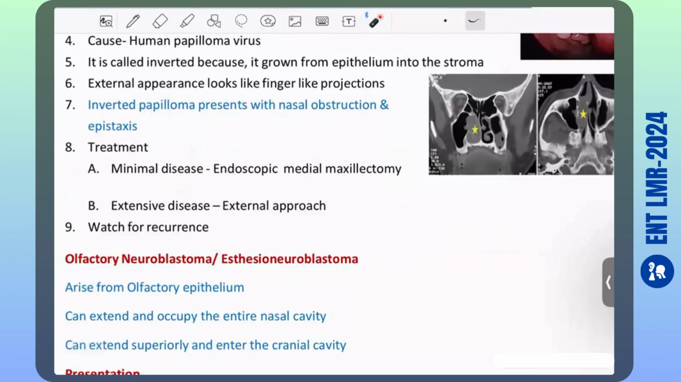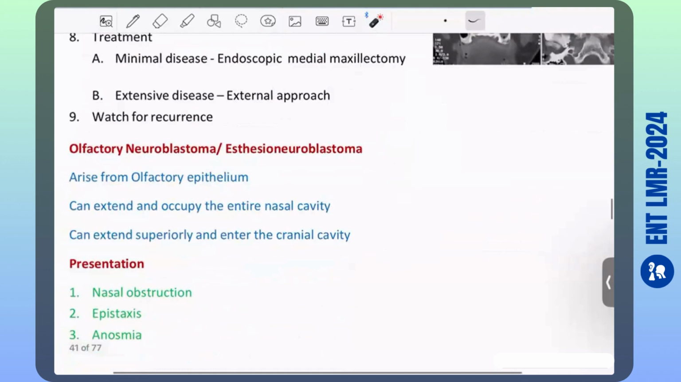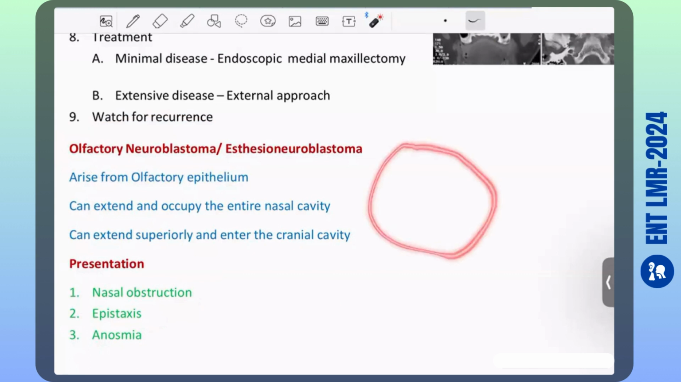You should always watch for recurrence in the patient. Another important disease: if it arises from the olfactory epithelium, it is called olfactory neuroblastoma. The patient will experience anosmia, epistaxis, nasal obstruction. The problem is it can go below into the nasal cavity and go above, completely occupying the cranial cavity. So it will cause nasal obstruction, epistaxis, and also cranial involvement. Very difficult tumor to treat.